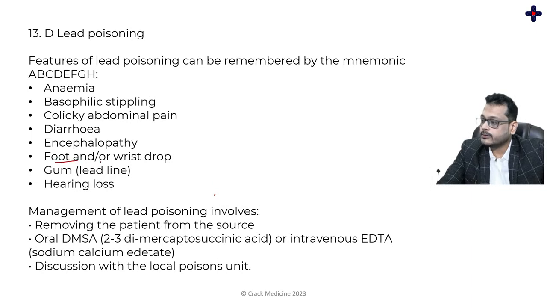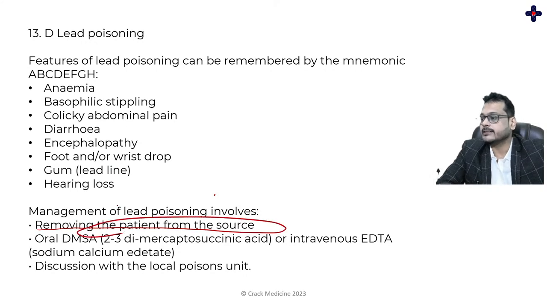Right? And also foot drop, that is mononeuropathy, and encephalopathy. So these two are your neurological signs. Also, a lead line is seen in the gums, and hearing loss can be there in cases of long-term chronic poisoning. First and foremost step of management of any poisoning, guys, is to make sure that your patient has been completely removed from the scenario, or that element of poisoning has been eliminated. It could be that there is still some contact of the skin with lead or some other poison. The first step of management of any poisoning, guys, always remember, is removing the patient from the source of poisoning itself.